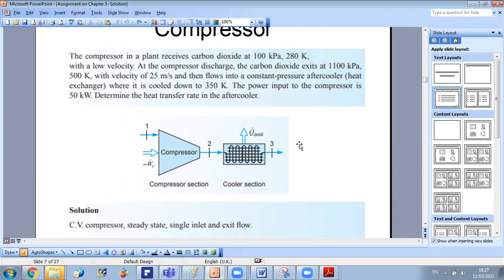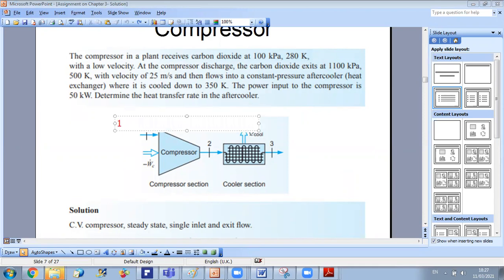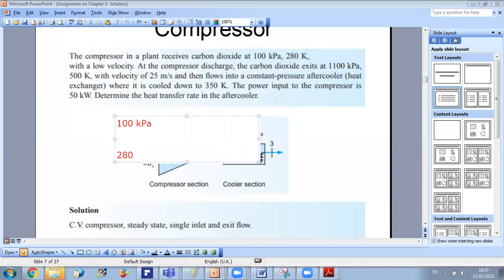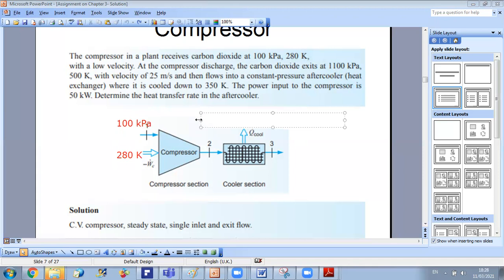Okay. So here also, always the first step is to write all the given. Try to do a small figure. For example, we know that at inlet we have a condition of 100 kilopascal and a temperature of 280 Kelvin. And at the exit of the compressor, we know also the pressure and the temperature. P is 1100 kilopascal and the temperature is 500 Kelvin.